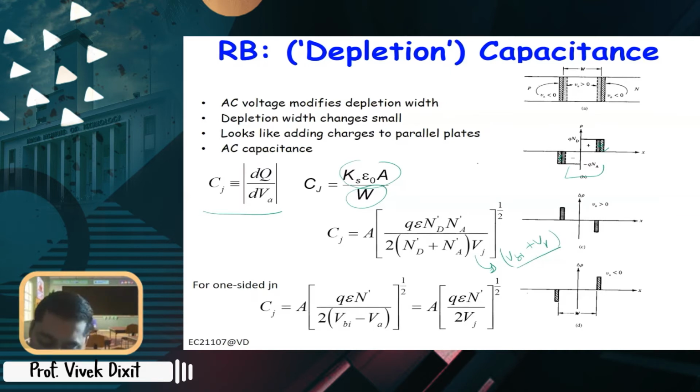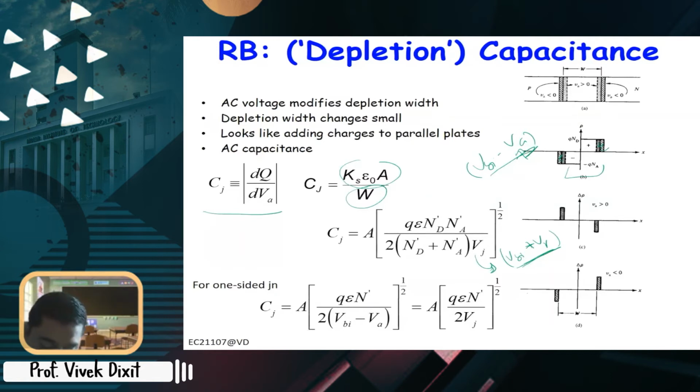Actually, the general expression is VBI minus V applied, right? But in reverse bias, V applied is negative, so you can say plus VR here. Please take care of the sign. In reverse bias, this becomes positive, so they add up. Whether you use the expression VBI minus VA or VBI plus VR, they are the same, because in reverse bias V applied is negative. So this total voltage is VJ, and by Q epsilon.